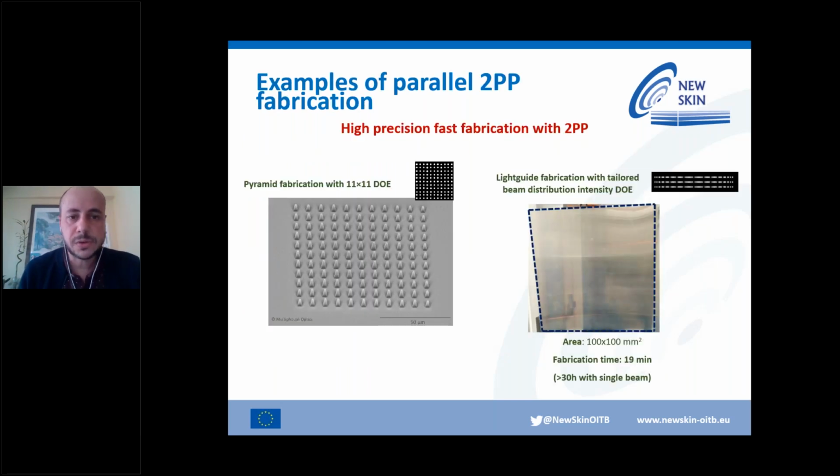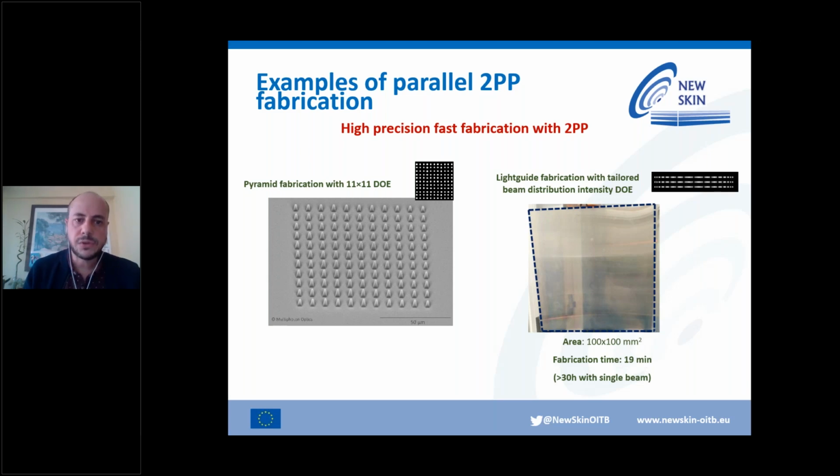These are some examples of parallel fabrication with two-photon polymerization. On the left side, you can observe an SEM image where we have fabricated an array of 121 pyramids by scanning this DOE of 11 by 11 inside the resist, following a path that was the same as for the fabrication of one single pyramid. So in one single step, instead of fabricating one single pyramid, we are able to fabricate 121 pyramids. So we have improved the fabrication time by two orders of magnitude.